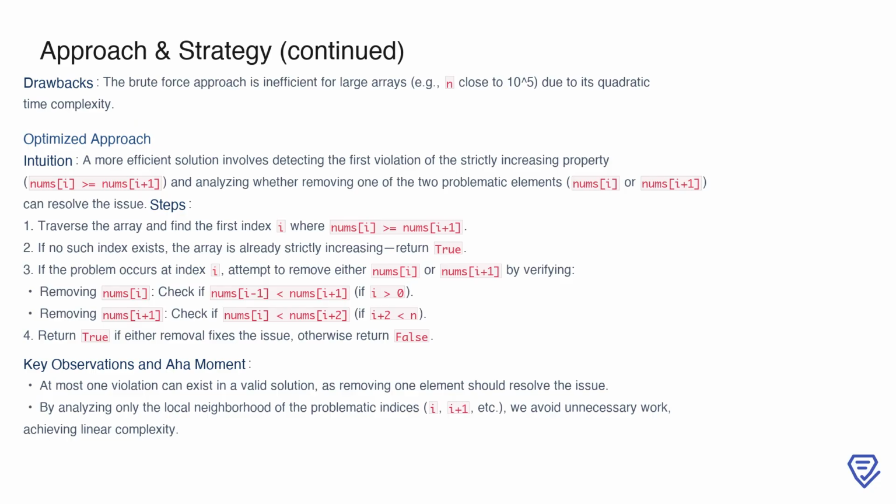This happens when we find an index i where nums[i] is greater than or equal to nums[i+1]. Once we detect this issue, we analyze whether removing one of the two problematic elements, either nums[i] or nums[i+1], can resolve the situation. Specifically, we perform localized checks. If we remove nums[i], we verify whether nums[i-1] is less than nums[i+1], provided that i is not the first index.